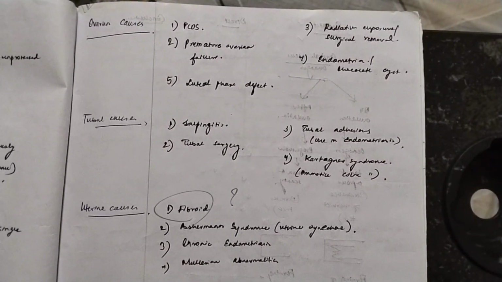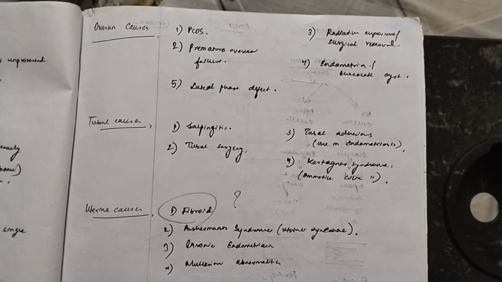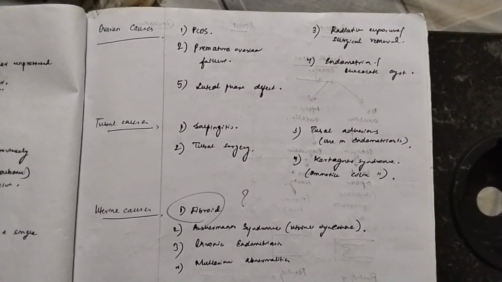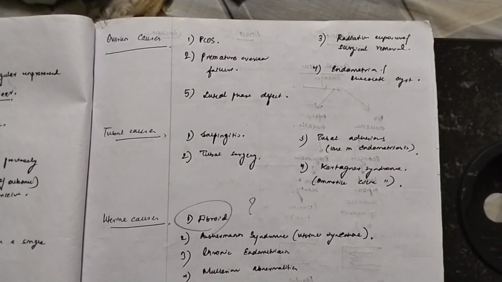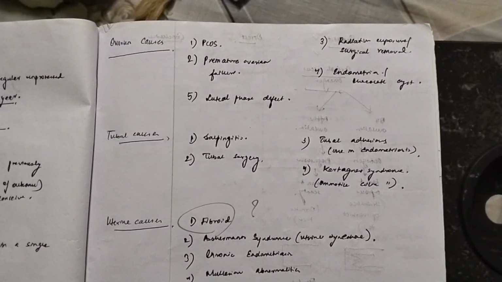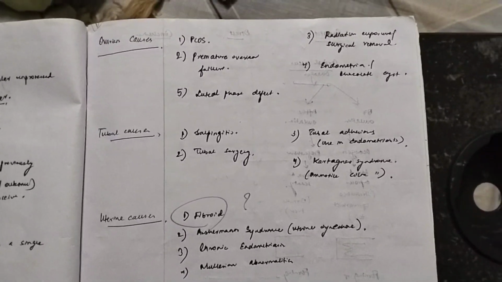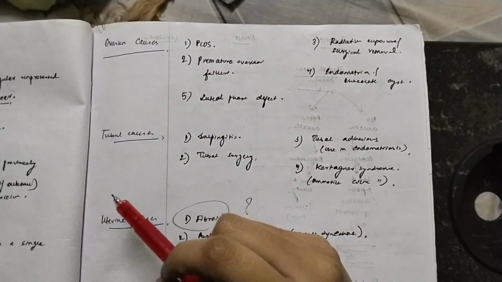Now, before taking up every cause, you must understand what the basic pathology can be in any of these parts or organs. Either there can be infection in this part, or malignancy, or some congenital defects which can lead to infertility. So, in ovarian causes, what can happen?